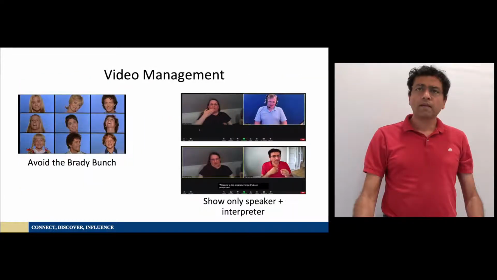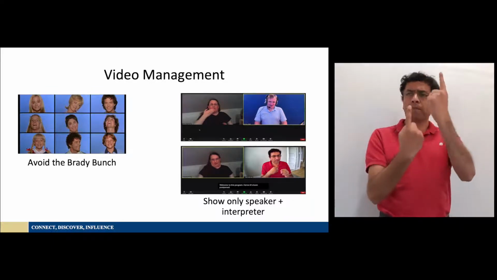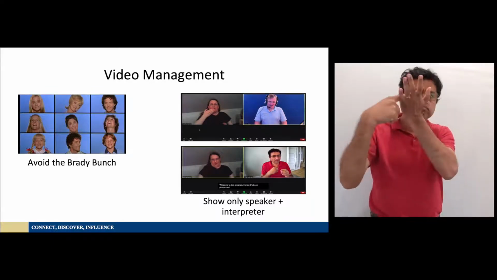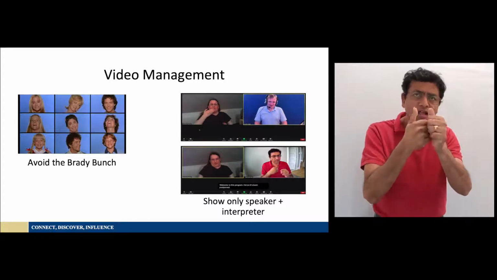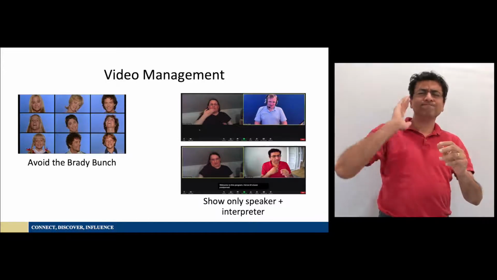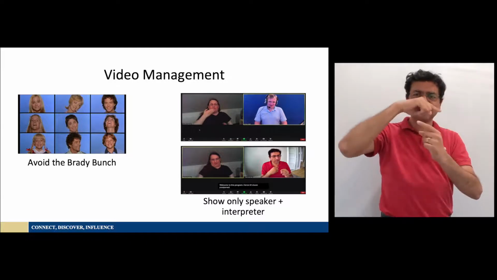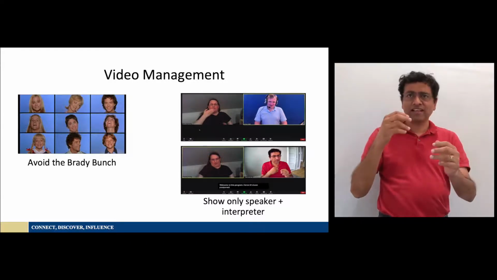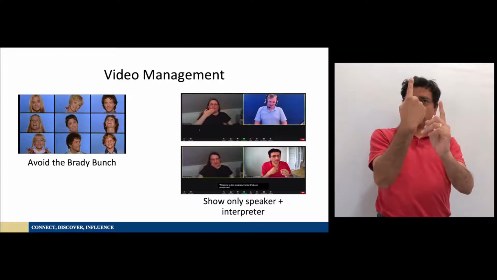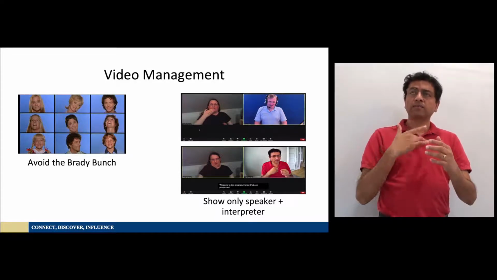On the left is an image of 9 characters from the Brady Bunch in a grid. On the right are 2 images of a woman interpreter and a male signer. Meetings may have many people all showing up and doing different things, and all talking. That makes it hard to follow and decide who to pay attention to. On the left, there's an old show called the Brady Bunch. Many people are looking at each other and talking at the same time. Make sure to avoid that setup. Keep it simple and easy to understand with a focus on one person, shown on the right.